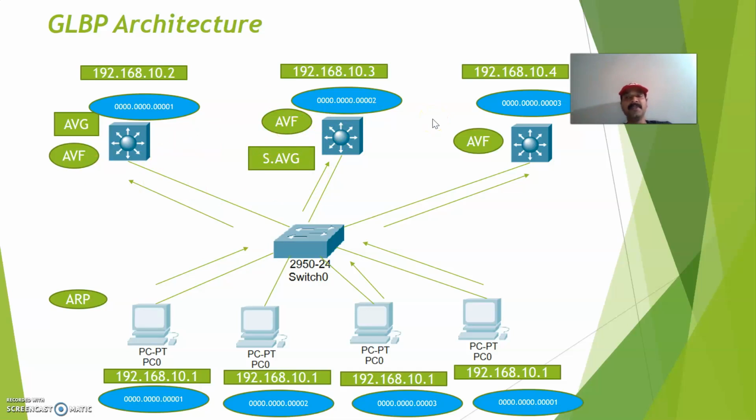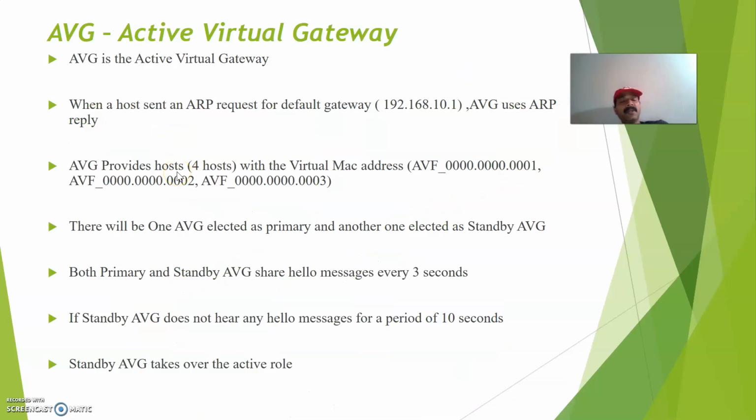What is the difference between AVG and AVF? The AVG, as already told, has three functions: it will answer the ARP request, it will assign the virtual MAC address, and it will assign the AVF role to another router, right? In case an AVF goes down, the AVG can assign the AVF role to another router. But the main function of the AVF is only forwarding the traffic sent to the virtual MAC address to the individual client. It only forwards traffic, to the virtual MAC address assigned by the AVG to the individual client. That is the difference between AVG and AVF. Now let us see the functionality.